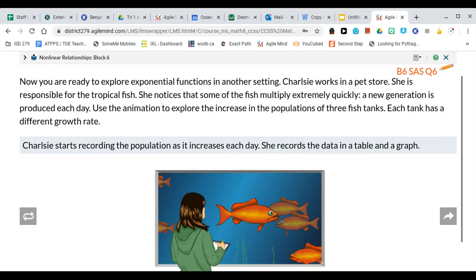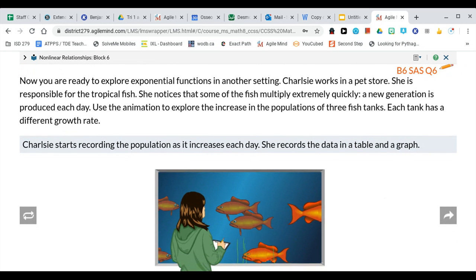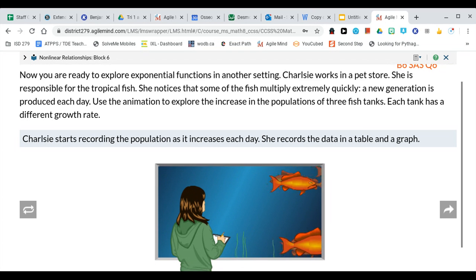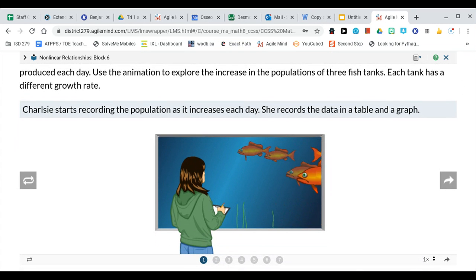Charles C. works in a pet store. She is responsible for the tropical fish. She notices that some of the fish multiply extremely quickly. A new generation is produced each day. Use the animation to explore the increase in the populations of 3 fish tanks. Each tank has a different growth rate, so she records the population as it increases every day. She records the data in a table and a graph.